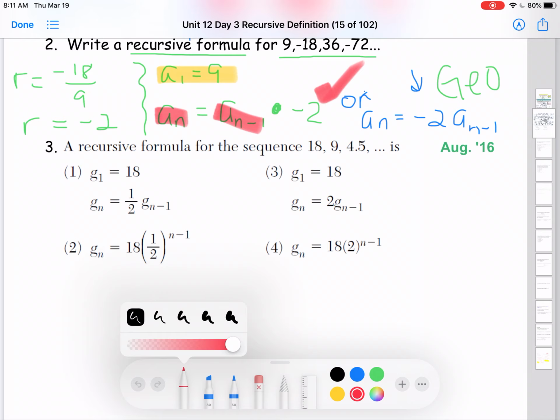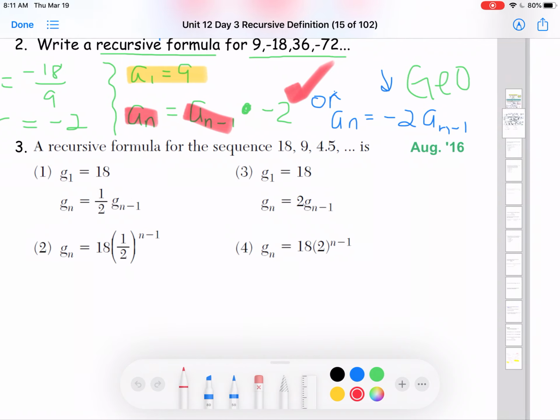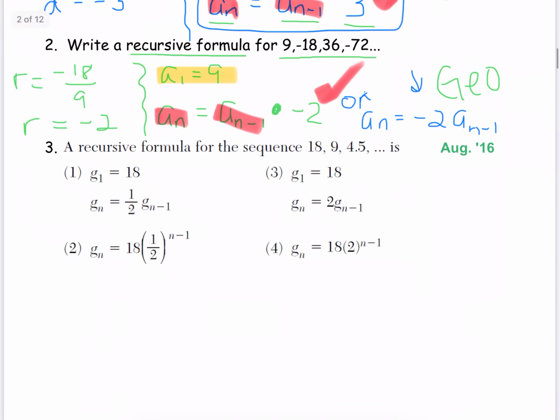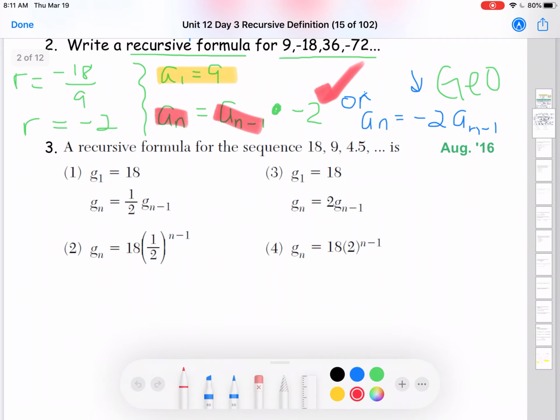I'm too far over, I think. Okay. Oh. Okay, I don't know why my pen won't change. It's still on highlighter.